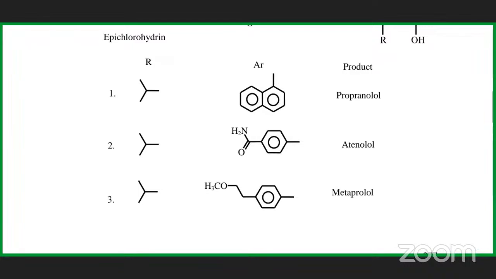but you can use different aromatic moieties to synthesize a variety of analogs here. To produce propranolol, use the naphthalene ring here. To synthesize atenolol, you take the benzamide. And to synthesize metoprolol, you have to use this particular, what is this? Yeah, methoxyethyl benzene. So methoxyethyl benzene should be added.